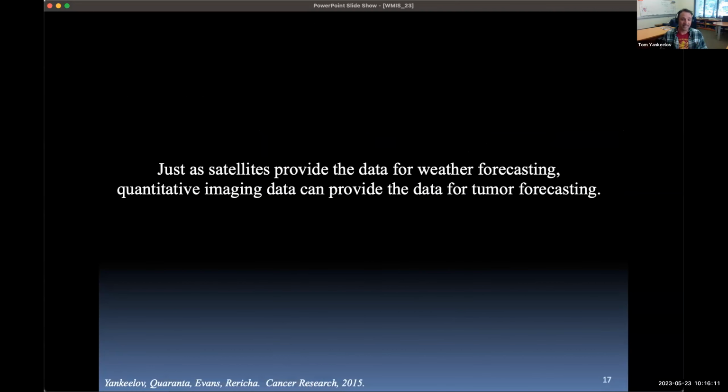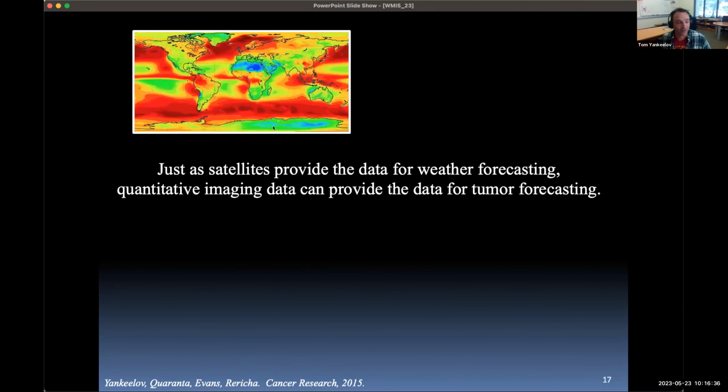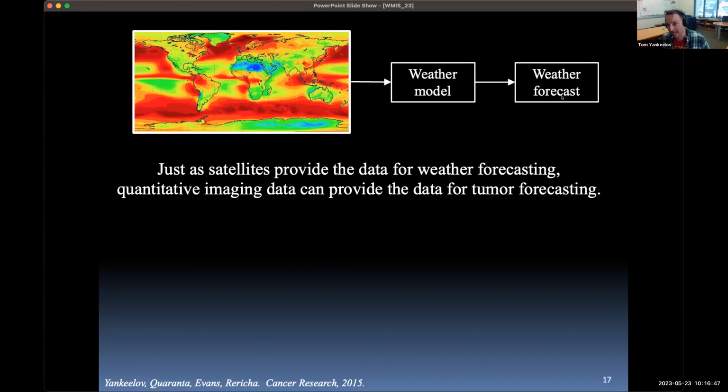And so we had this idea almost 10 years ago now for trying to steal a bunch of ideas from meteorology. So just as satellites provide the data for weather forecasting, quantitative imaging data can provide the data for tumor forecasting. I'll just say that if you get nothing else out of this spiel, which I understand is totally likely, and I apologize for that, you might just look up this little thing. It's a perspective, it's easy to read, but it kind of summarizes our whole viewpoint on this. So the idea is that you can have a global map of, I believe this is a global map of humidity, but you'd also have temperature and pressure gradients and these types of things going into typically the Navier-Stokes equations to then make a weather forecast.